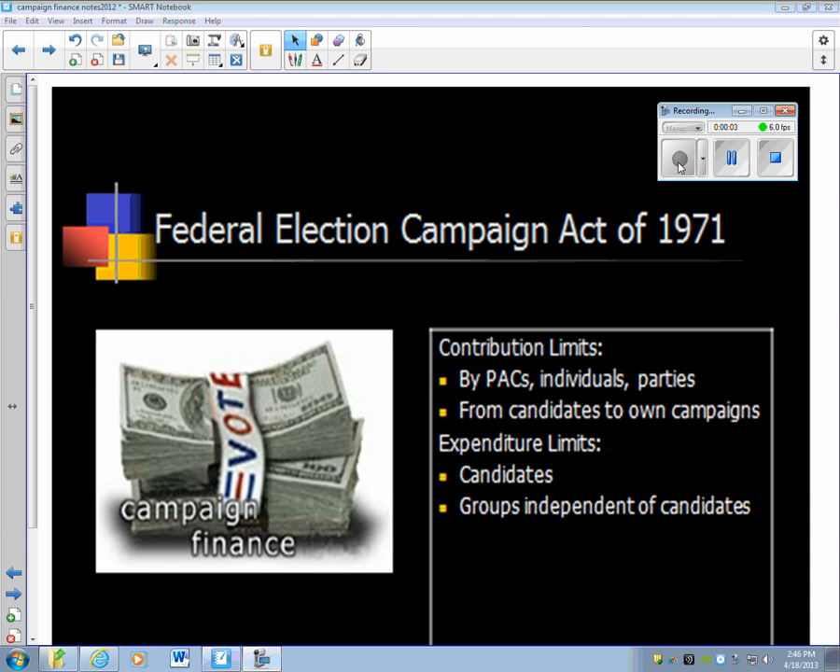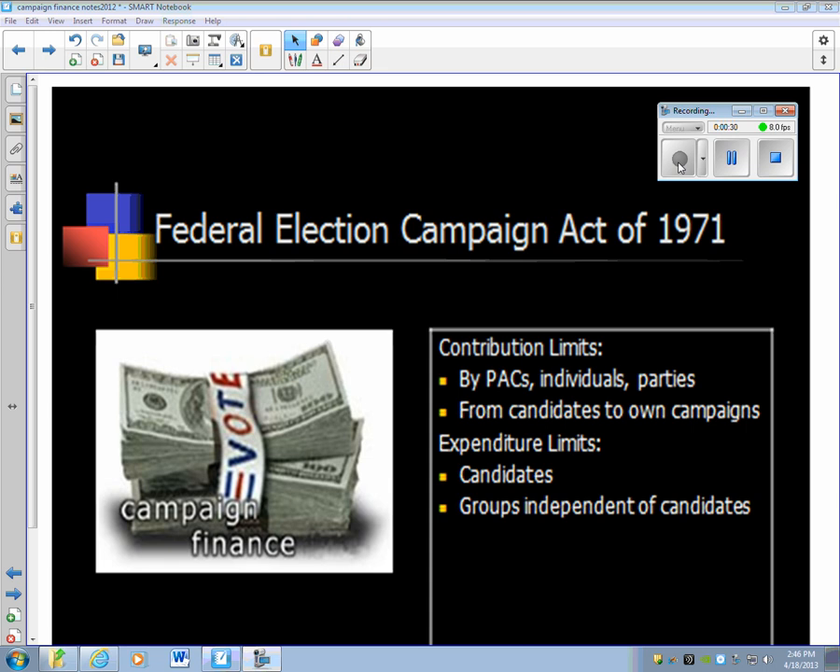All right, so FECA. Another thing FECA did besides contribution limits, it also put expenditure limits. Again, you have to know the difference. I want Mac to get elected to Congress. I give him money. What is that? A contribution. I put a billboard up on 120 that says Mac for Congress. What is that? Expenditure. You see the difference? One, I'm giving him money to spend, the other one I'm spending money on my own behalf.